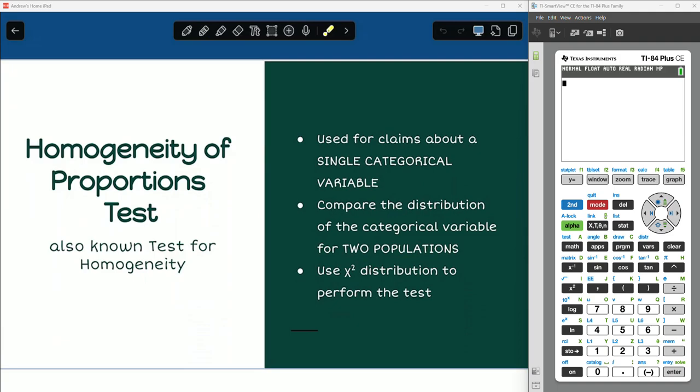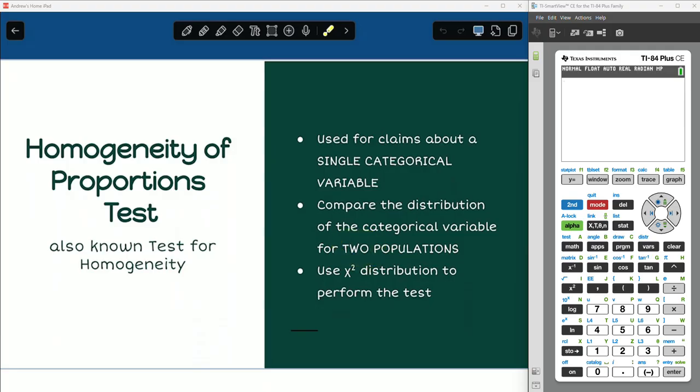Reminder that the goodness of fit test was looking at a single categorical variable between a population of values and a predicted distribution. The geneticist model of mice, for example, or the manager's assumption that the days that an employee is absent occur with equal frequency. For a test for independence, we're comparing two different categorical variables for a single population. For homogeneity of proportions, I'm looking at a single variable and I'm comparing the distribution between two populations. So this is the only type of test where we should have two different samples.